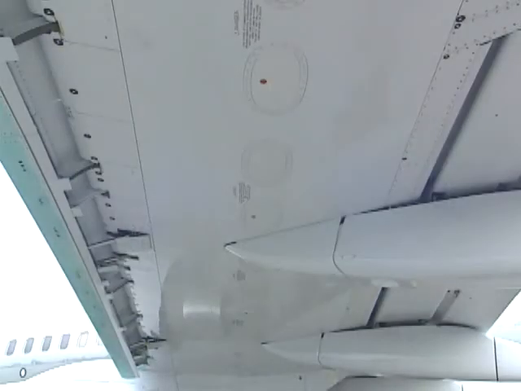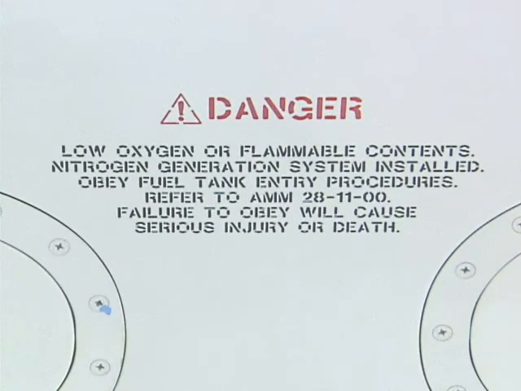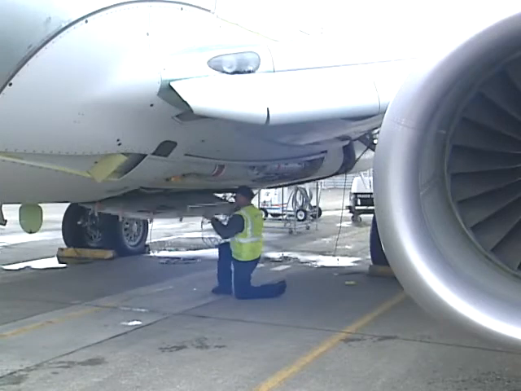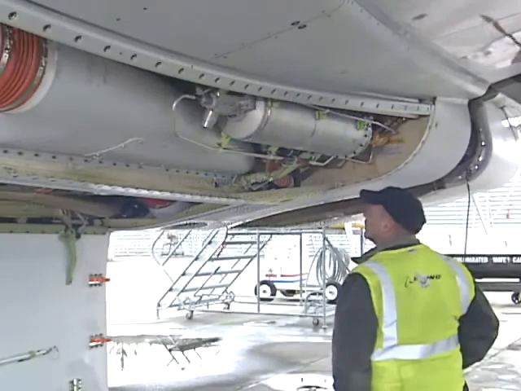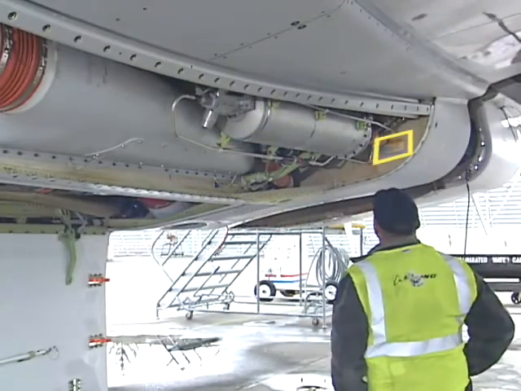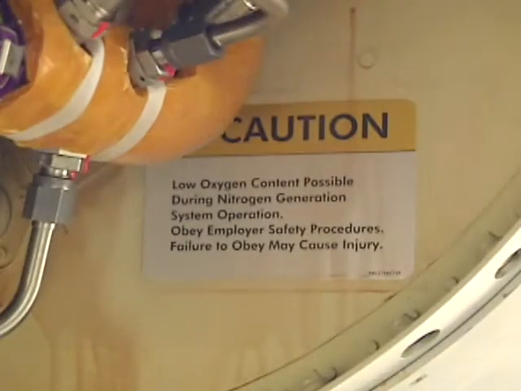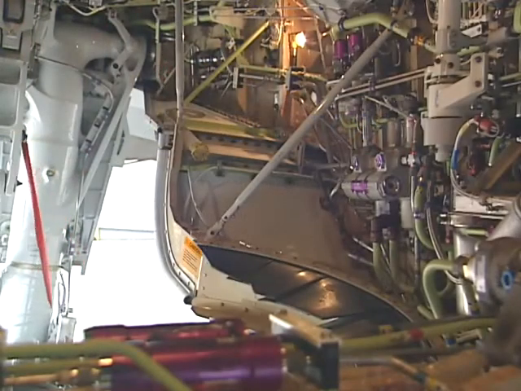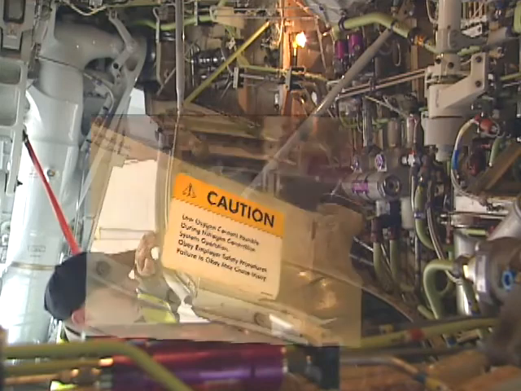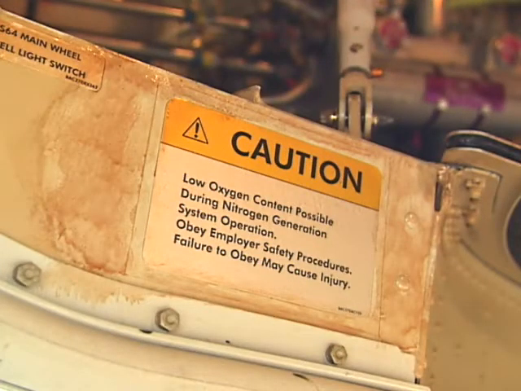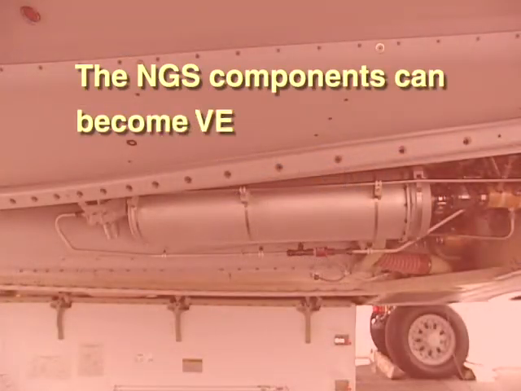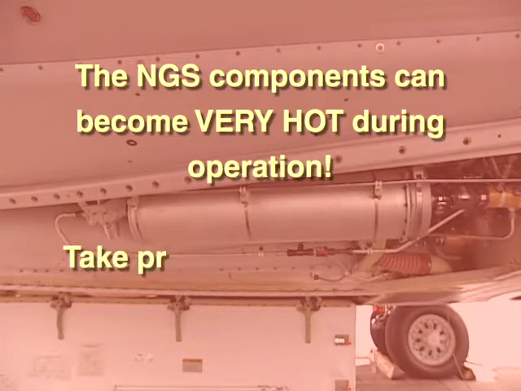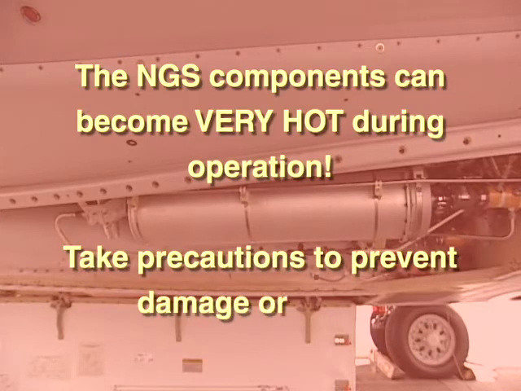These hazard placards or stencils are near the access for the fuel tanks, left AC pack bay, the left ram air compartment, and the main landing gear wheel wells. Also, note the NGS system components can become very hot during operation. Be careful to avoid damage to other equipment or injury to people.